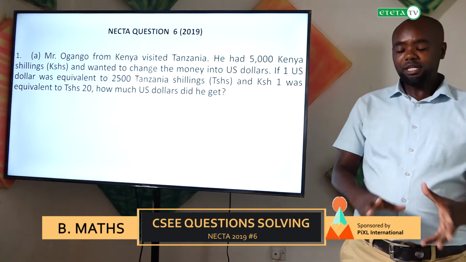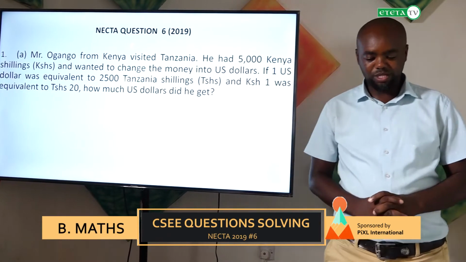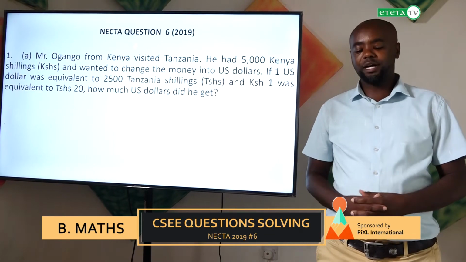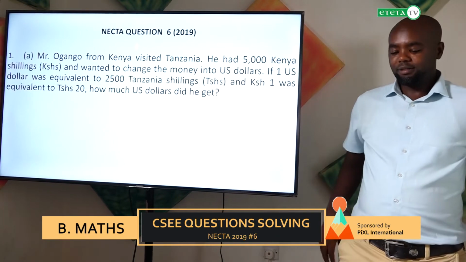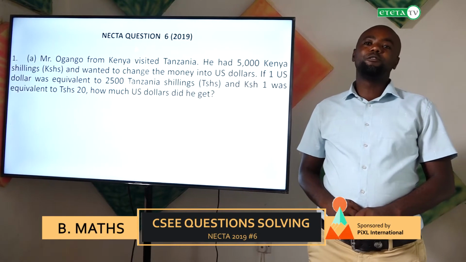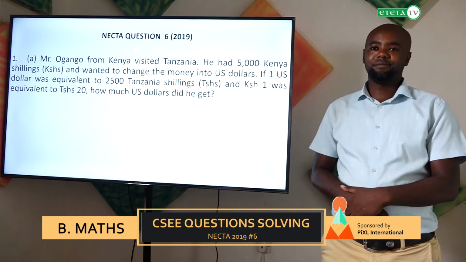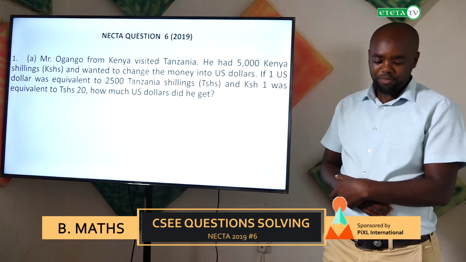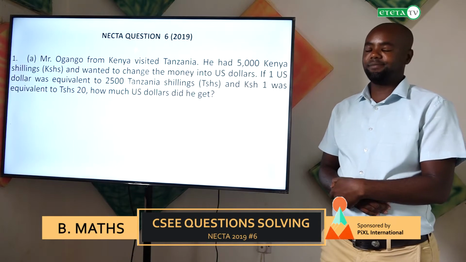For a question like this one, you are supposed to understand which things you have and which things are missing. After looking at the things which are missing, you can find them. So after understanding this question, you may know which topic it is from: this topic is rate and variation. And then you are asked to find how many US dollars Mr. Ogango got after exchanging the Kenya shillings.